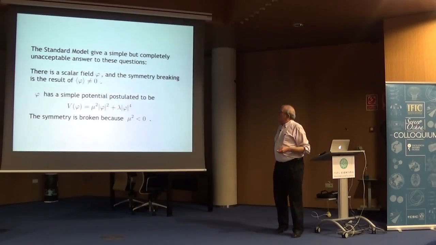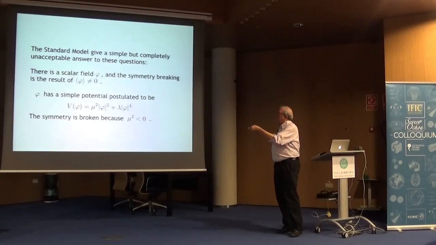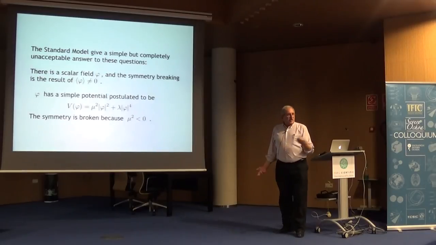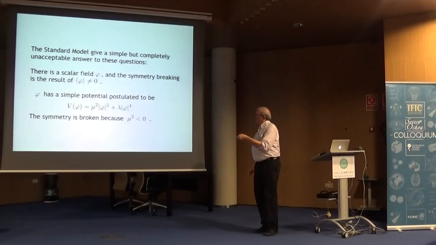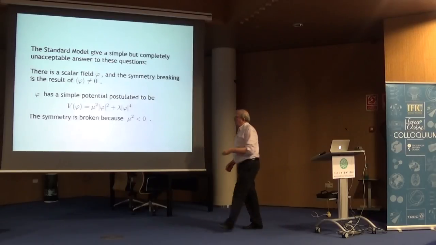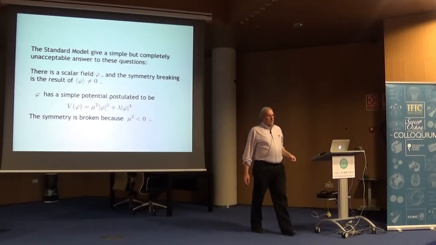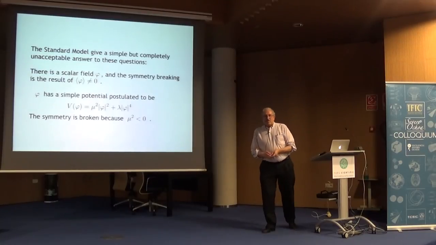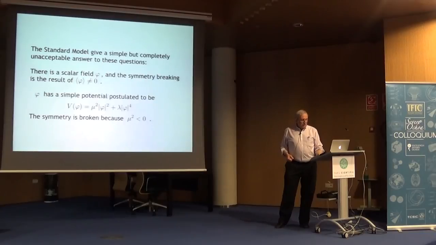Now, the standard model has this picture of the spontaneous symmetry breaking, which is very simple. There is a scalar field. It has a potential which is minimized at a non-zero value. In the standard model, the potential is actually restricted by renormalizability to have this very simple form. And then you just postulate that this parameter mu squared is less than zero, which is, let's just say, not a very convincing explanation of a profound physical phenomenon.